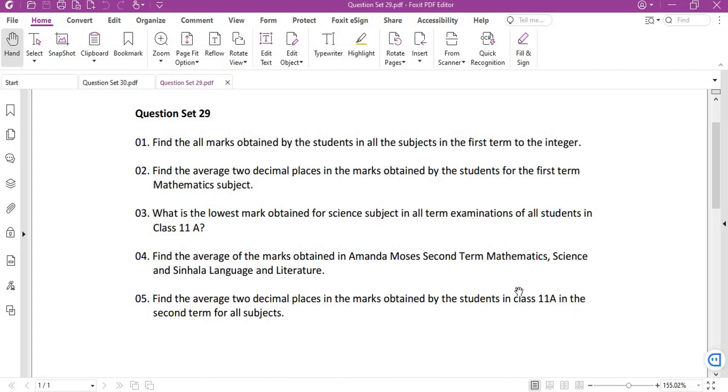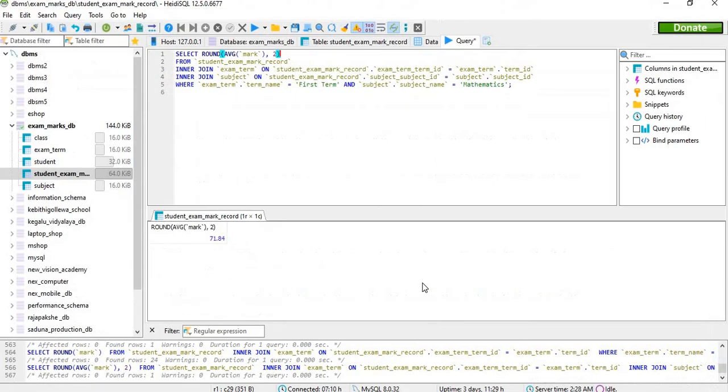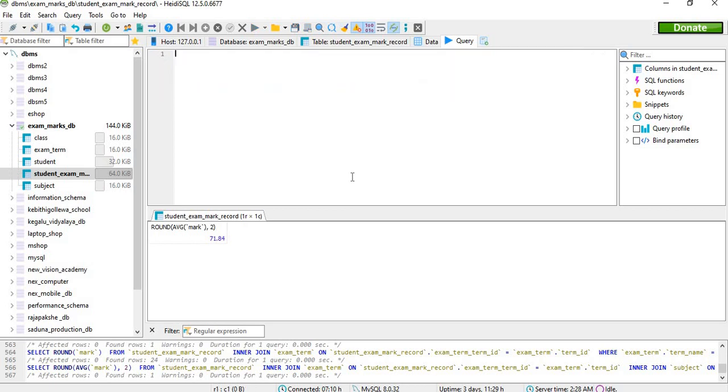So question set 29. Find the all marks obtained by the students in all subjects in the first term to the integer. So we must find the subjects obtained by all the students in the data type integer. I'll delete this previously written query and write the new query here. So this is my query statement to find the marks in the type integer.